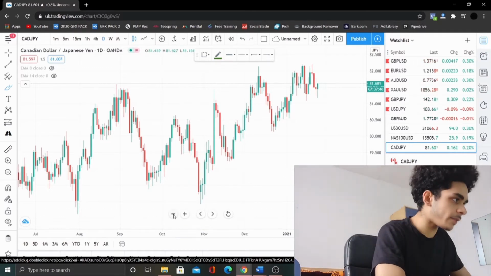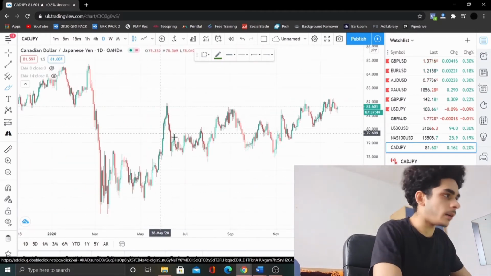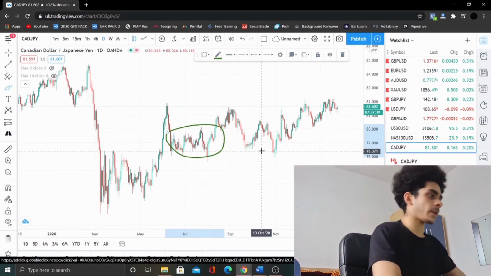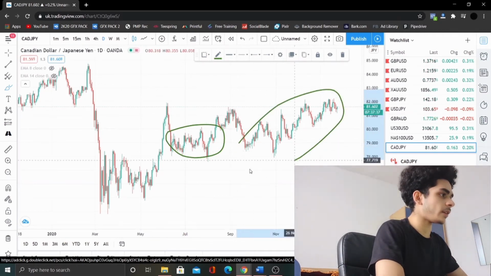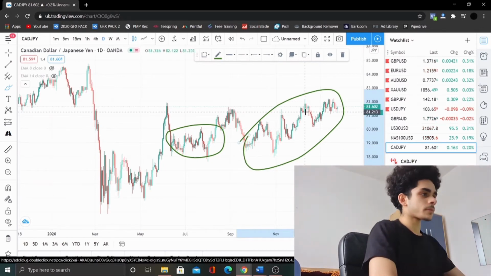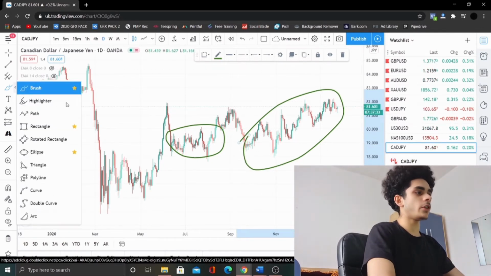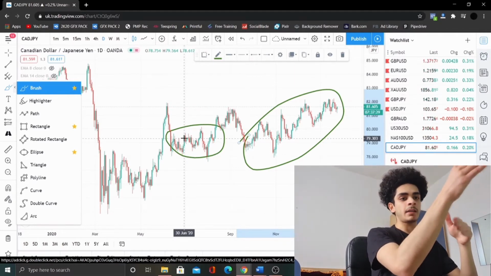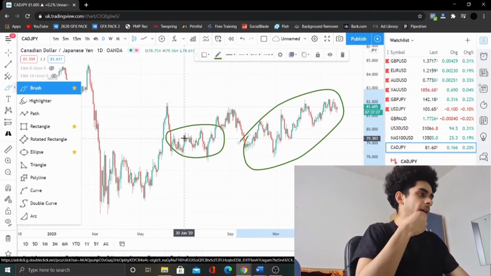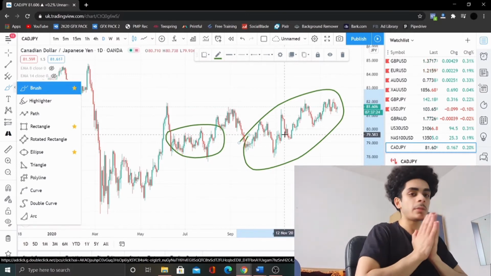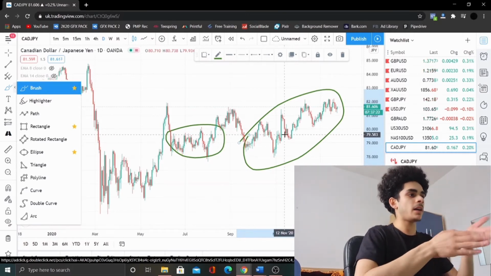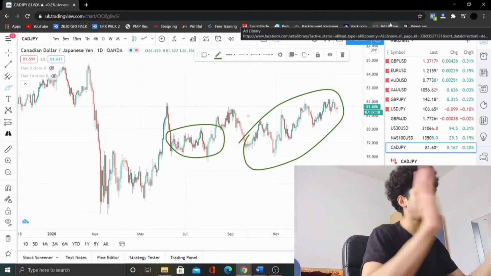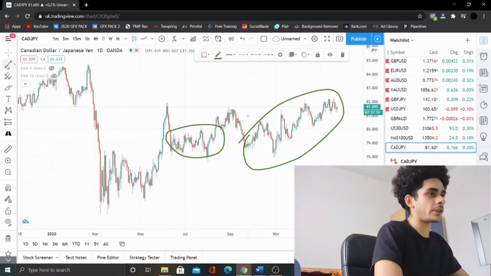So let me quickly try to find a ranging market for you guys. We can call this section right here a ranging market, and we can call this a trending market because it's going up. Pretty much you don't want to trade in a ranging market unless you're selling high and buying low. And when the market is trending, you want to buy up, sell down. You pretty much just follow the trend. Like, the trend is your friend.